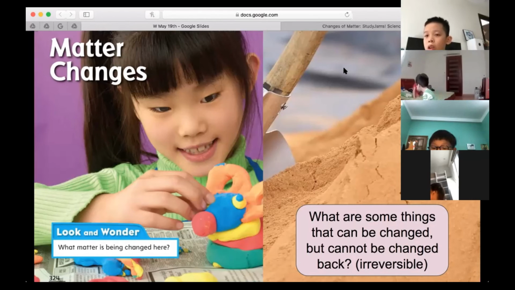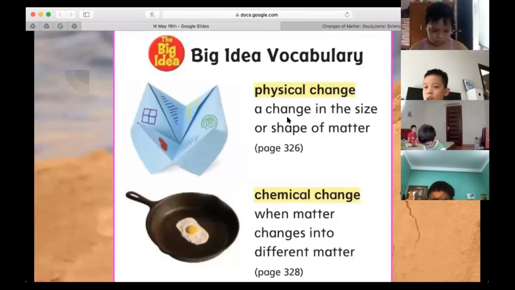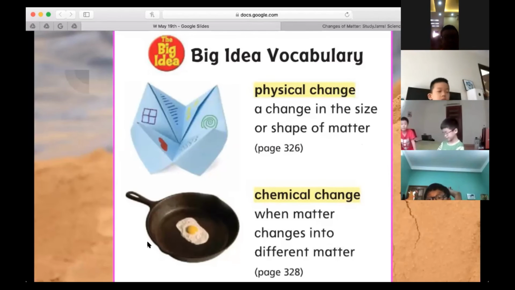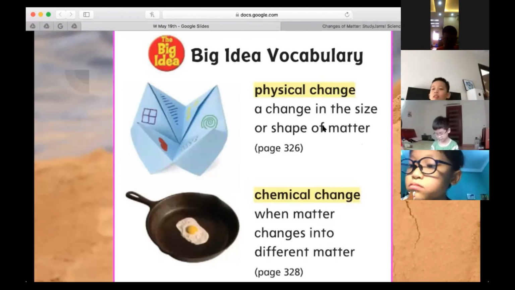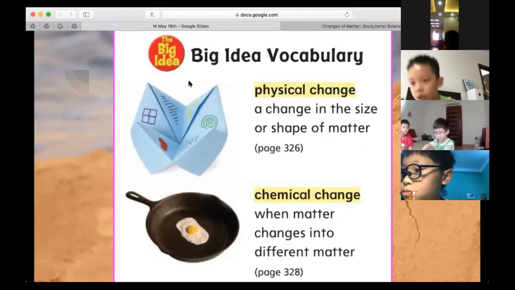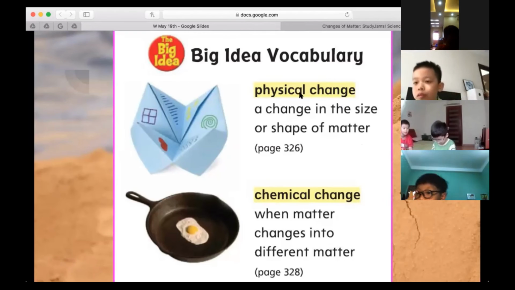All right, guys. Everyone unmute and please read both of these, physical and chemical. Ready? One. Physical change is change in the size or shape of matter. Chemical change. One matter changes different matter. Very good. So physical change is just the shape or the state of matter. Chemical change, it changes into a different matter.